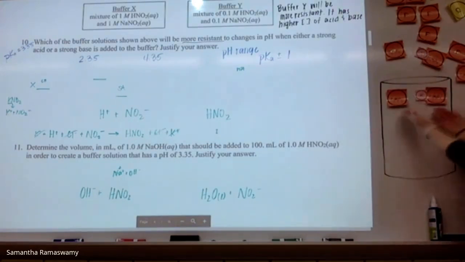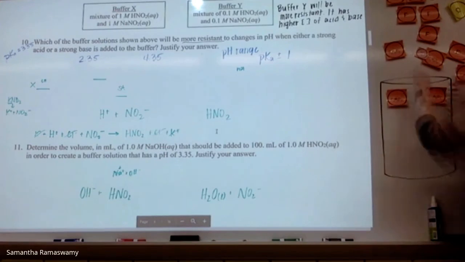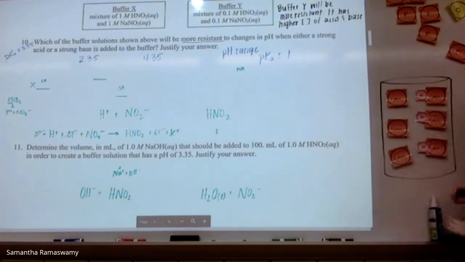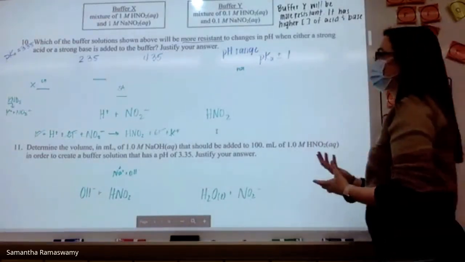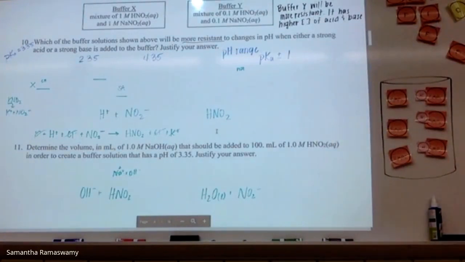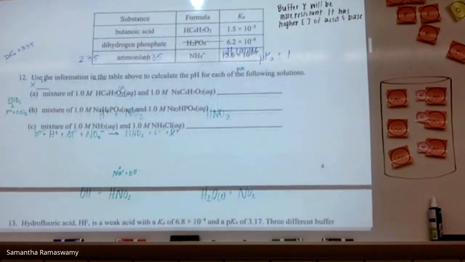Now I can only add 1 acid or 1 base for this buffer to work. The more I add, the higher the concentrations within the buffer, the more it can neutralize. So that's looking at number 10. Number 11, we're going to skip for now, because that's a titration question. And then we have number 12.